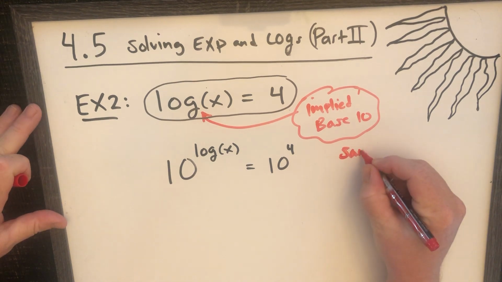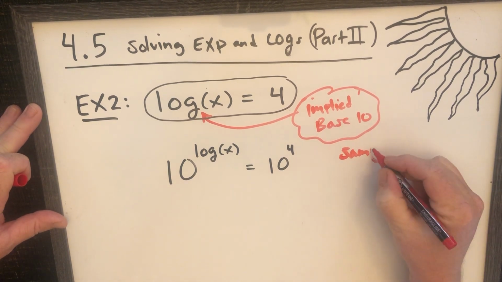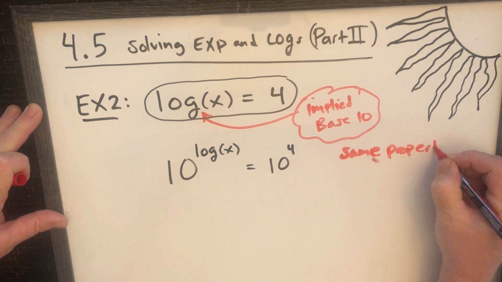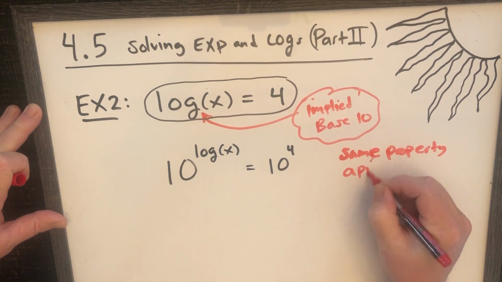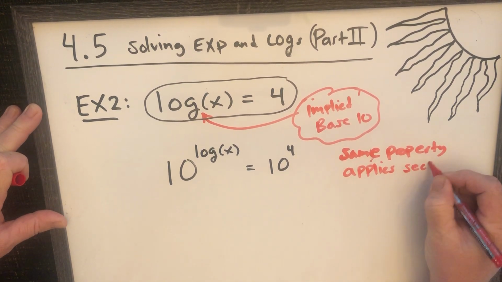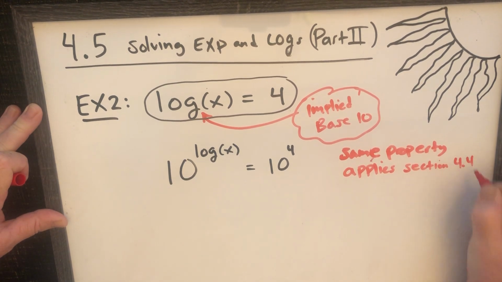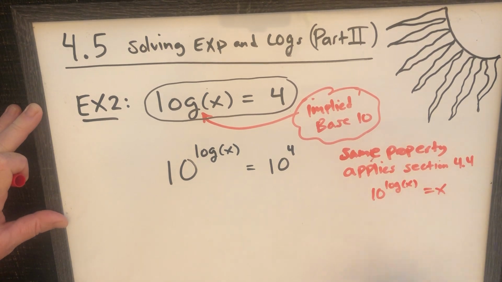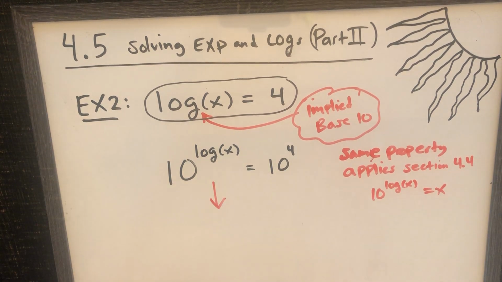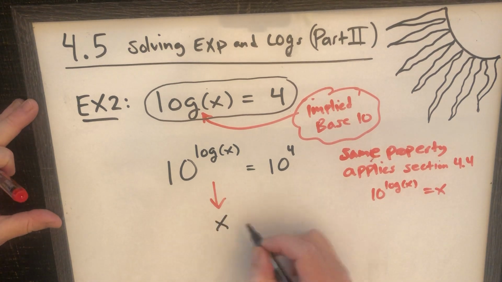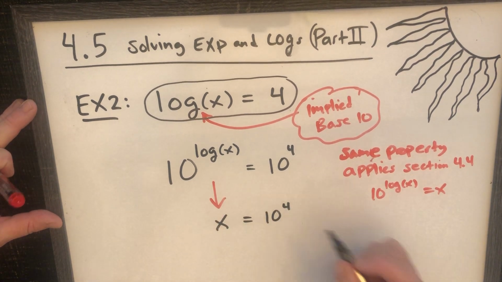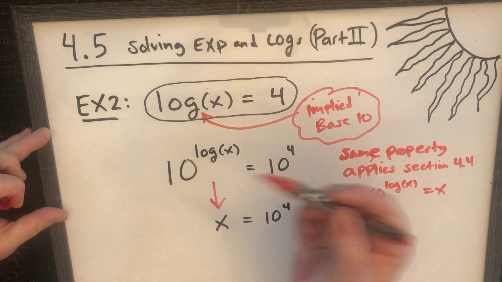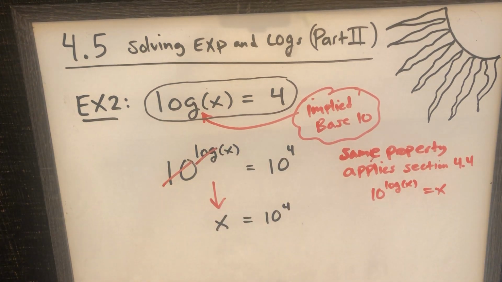Similarly, the same property applies from section 4.4. 10 to the log x is just equal to x. So on the left-hand side, we now have x, and that is 10 to the 4th power. And again, if you like to cancel these out to make it look like they are actually interacting with each other, you can go ahead and do that.